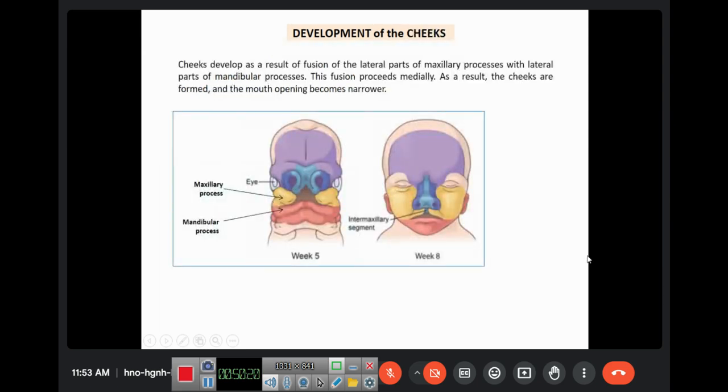Next, development of cheeks. Cheeks develop as a result of fusion of the lateral parts of the maxillary processes with lateral parts of the mandibular processes in this region. The fusion starts from the most lateral part of the embryo and goes towards the midline, both on the left and on the right side.